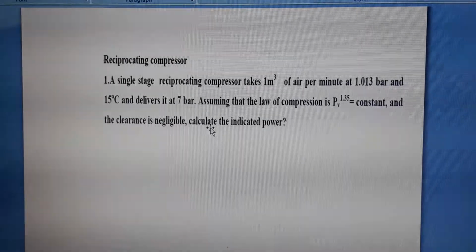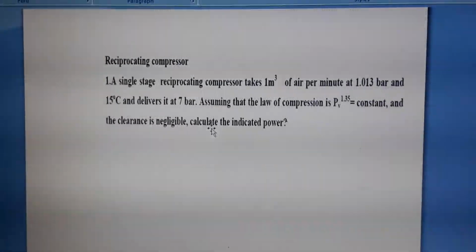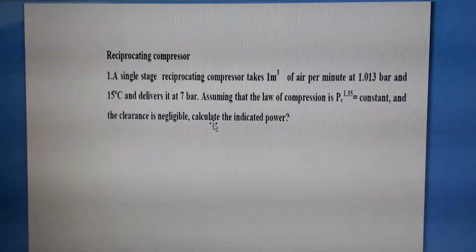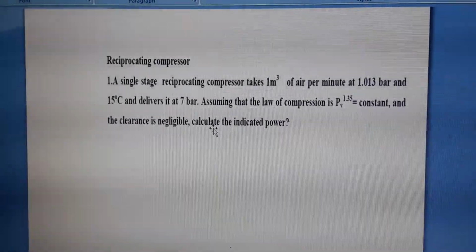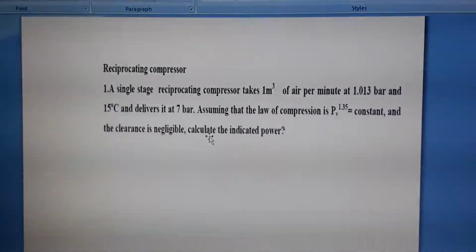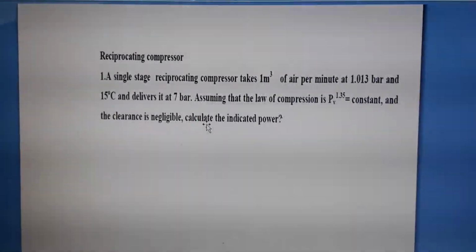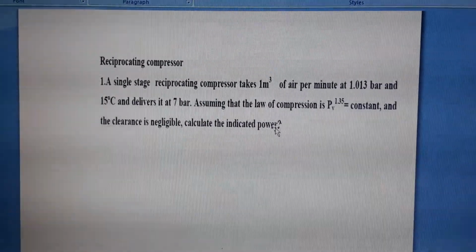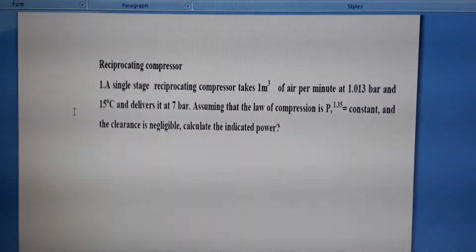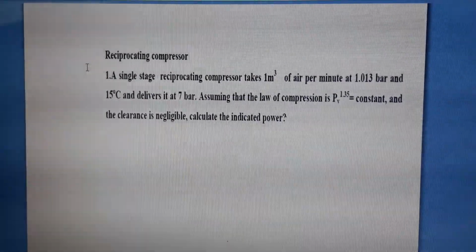Then we must know the basic expression for isothermal efficiency, again for volumetric efficiency, and again the basic relation for multi-stage compression. So all these basic equations we have to use for solving the numerical. So let us discuss about the first numerical.